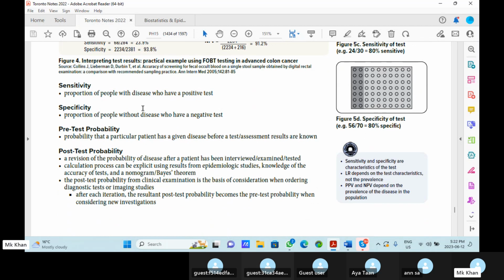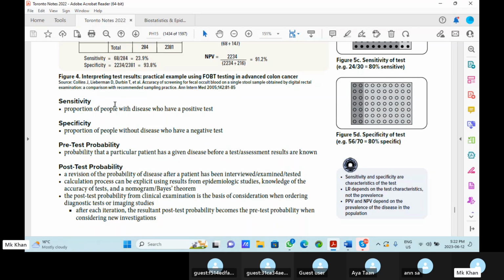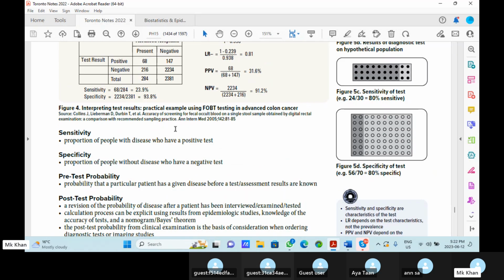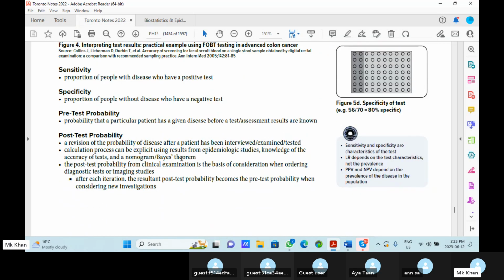So what is actually sensitivity? This is just the data of the FOBT test in advanced colon cancer. It is just an example. Sensitivity is the proportion of people with disease who have a positive test. As we have seen, for a sensitive test, SnNout: a negative sensitive test rules out the disease. And specificity is the proportion of people without disease who have a negative test. That is the SpPin that we studied before.